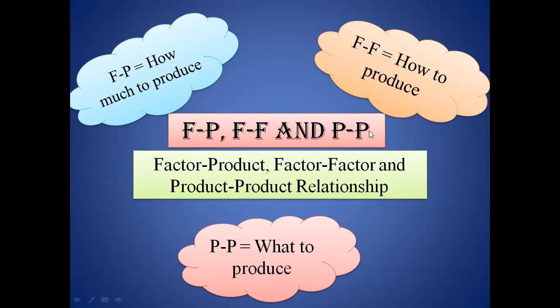And the third one is P and P, that is product-product relationship. Here the management problem is what to produce. We have limited resources. Using those limited resources, what products can we produce in which amount? Okay, we will discuss all these things briefly in this lecture. So let's get started, guys.